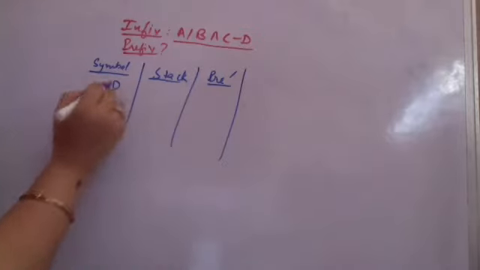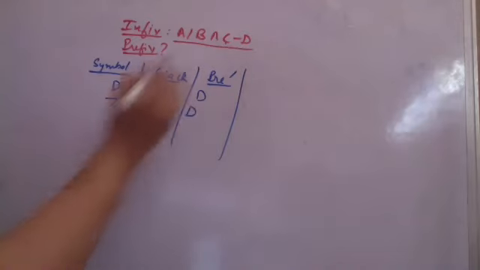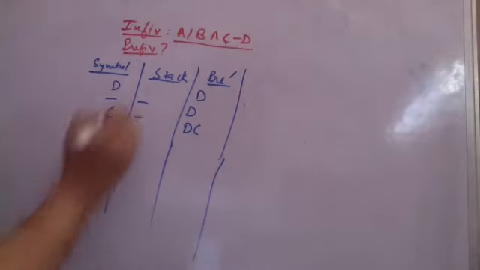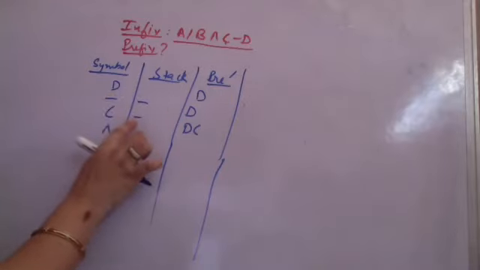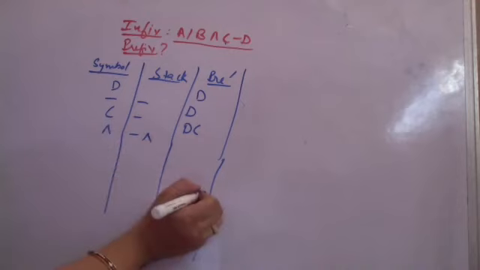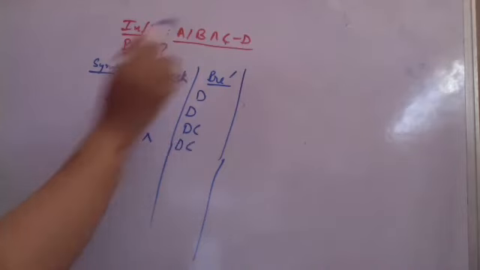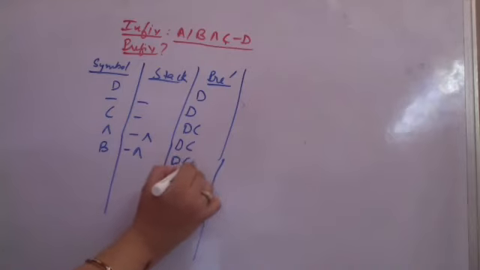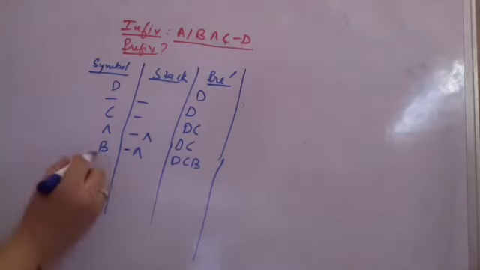So I read D, D goes to the output string. I read minus, minus is pushed onto the stack. I read C, C goes to the output string. Then I am reading a power sign here. Now see, when you are trying to insert onto something which has a lower priority in the stack, then you will do the insertion. You cannot insert low on high, but high on low insertion is possible. Then you have B, B gets added to the output expression directly.